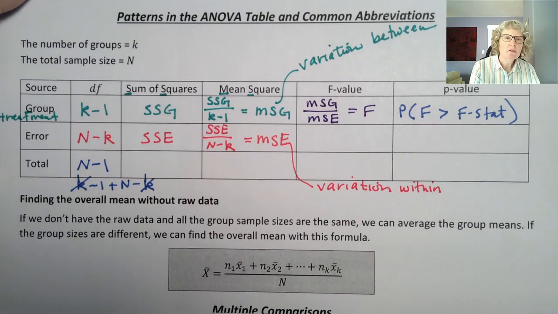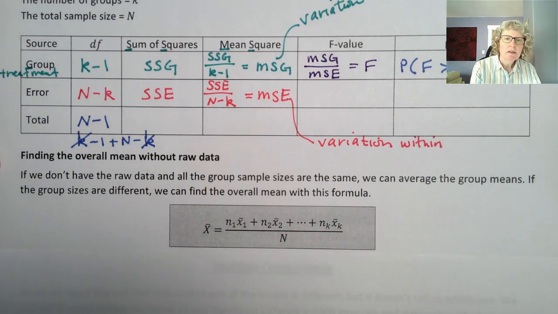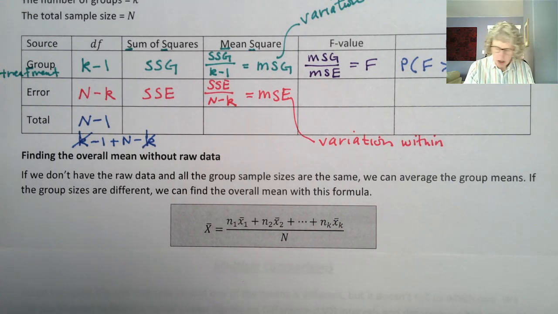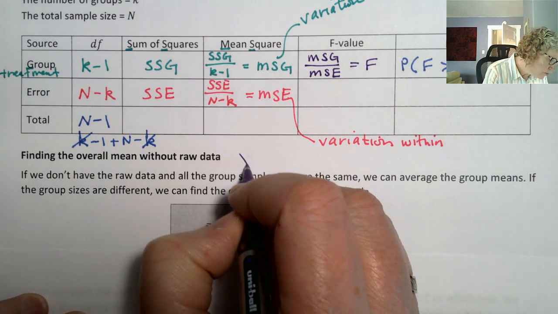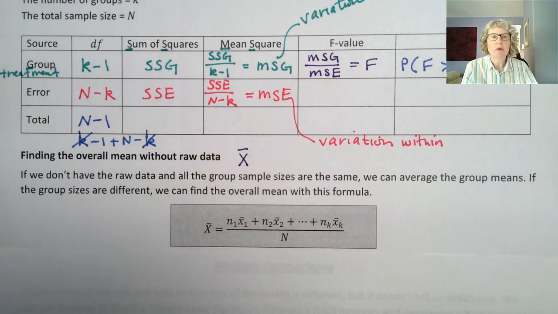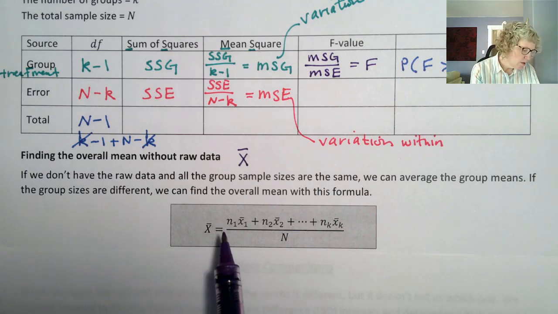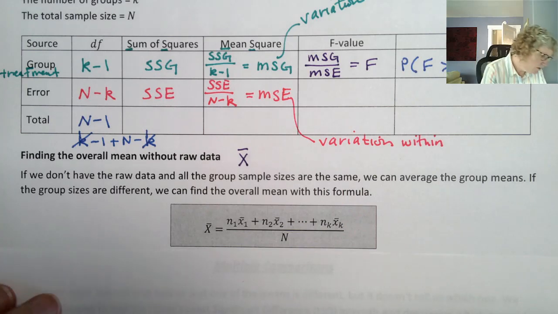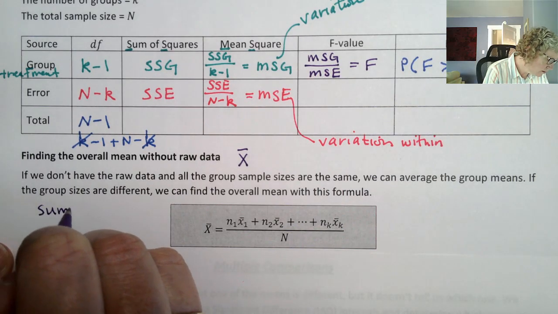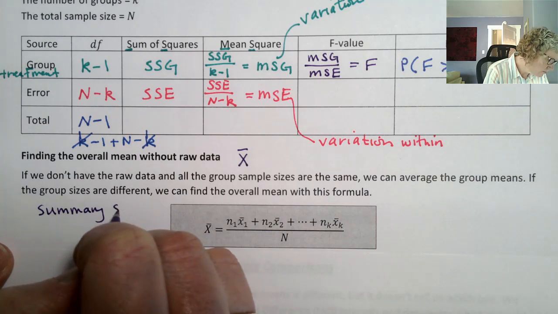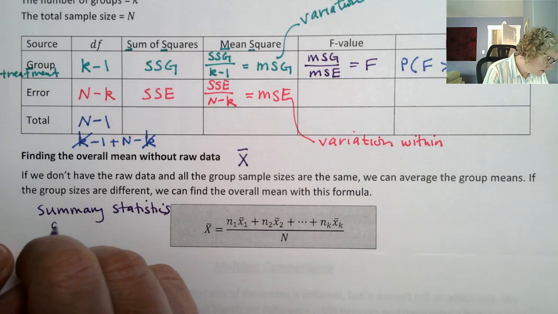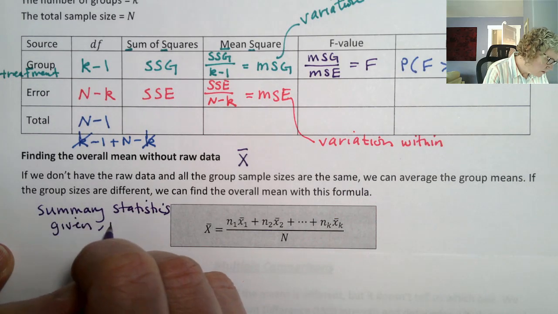Okay, so let's talk about another thing. Another thing is just another way to get our total x bar. We had a spreadsheet with all the data in there, right? But if you don't have the raw data, if you just have your summary statistics, then you can still find it. So this is for summary statistics only. Statistics given, no data.